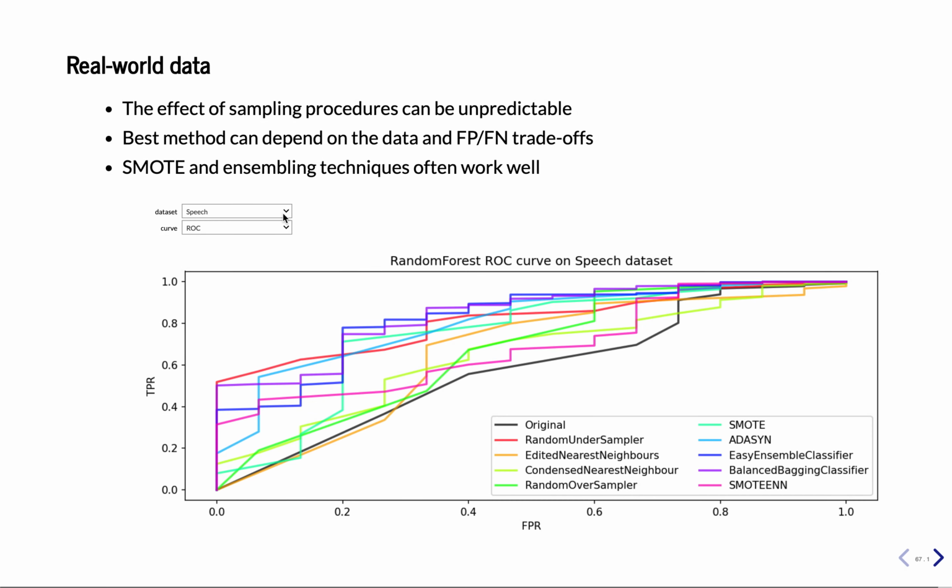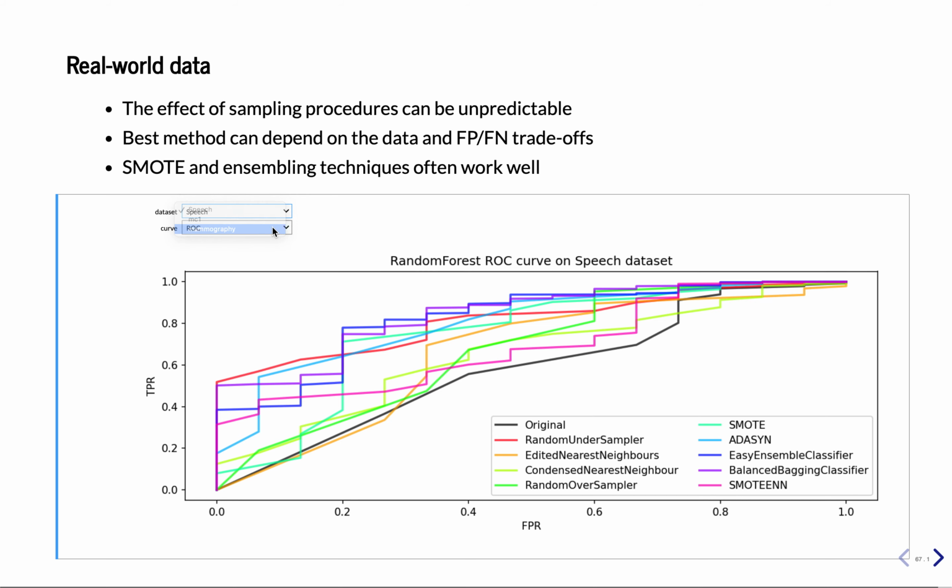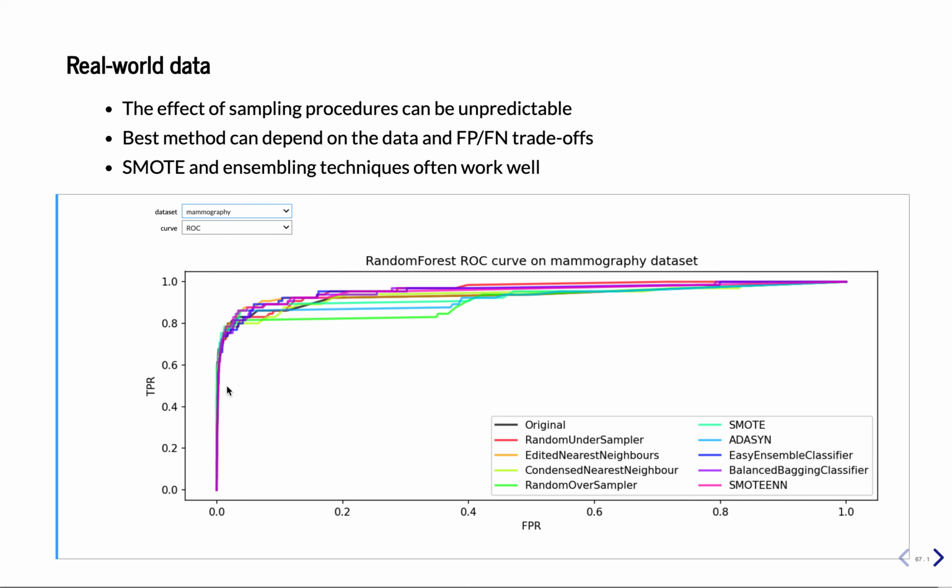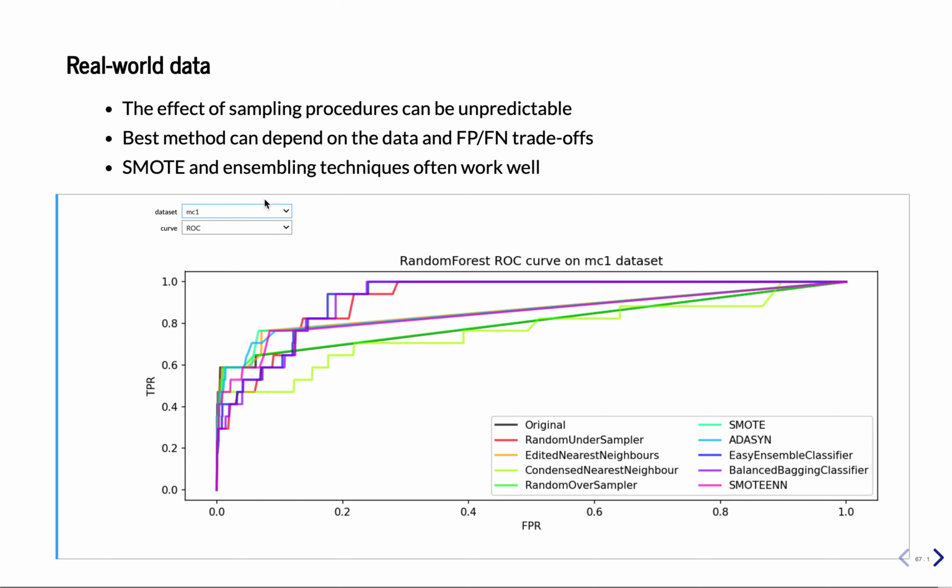Say we look at the mammography data set. Here they're all very close together. There are a few that are worse, like the oversampler, and I think SMOTE does not do so well here, but the other ones are very close to each other. The MC1 dataset is quite small, so it's a bit stepwise. Here we also see that the ensembles do best overall, and undersampling again does a pretty good job. And most of them are still better than not doing anything.